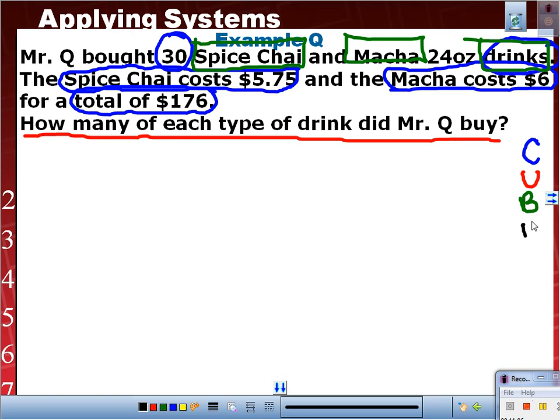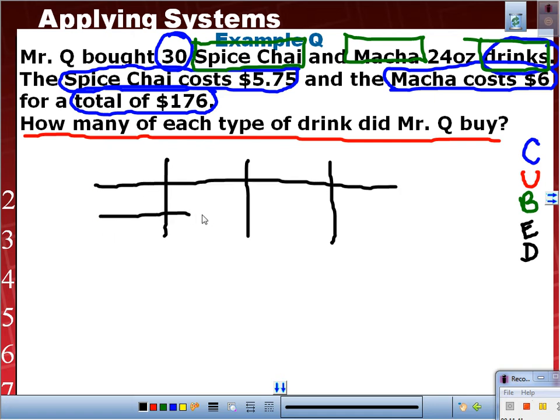The letter E means exclude anything else. So basically for right now, I'm ignoring all the other words because I already got the main stuff in there. And lastly, D for draw something. In this case, since it's not figures, I'm going to draw a table. So whenever we get to systems of equations, we always start with 3 lines down. Space them out. 1, 2, 3. Since we have to come up with 2 equations, now we do 2 lines across. 1, 2. Julia, focus.